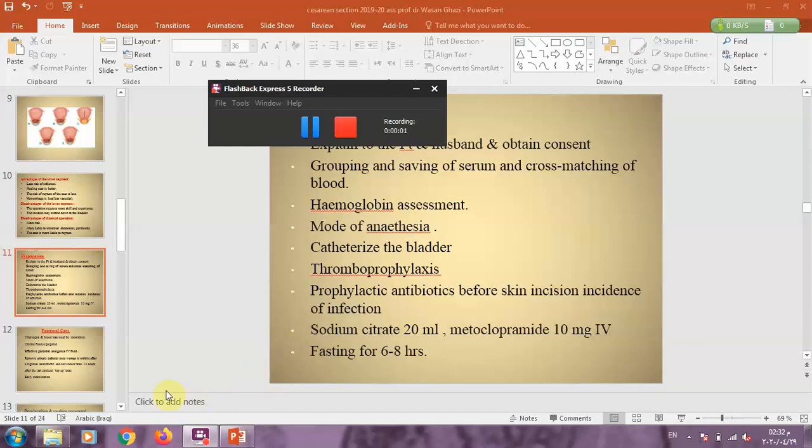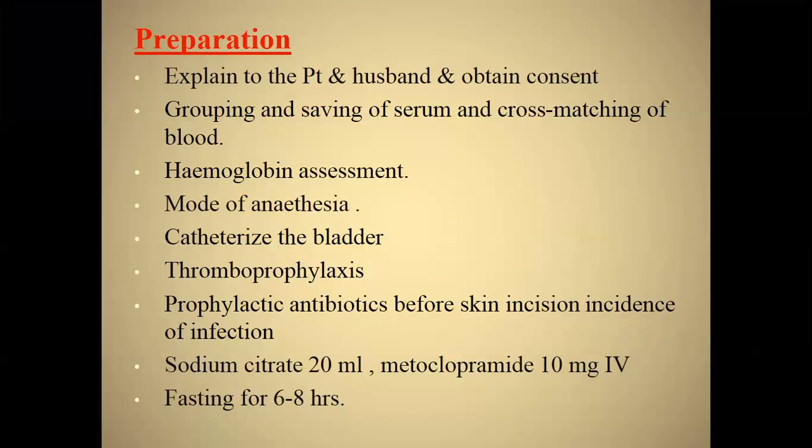Now we will talk about the second part of the lecture, which is the preoperative preparations of the cesarean section. First, you have to see the couple, explain to them, and gain their consent. You should explain the complications, the preparation, and the post-operative risks. All information about cesarean section should be mentioned to both of them, and then if they agree, you should take an informed written consent.